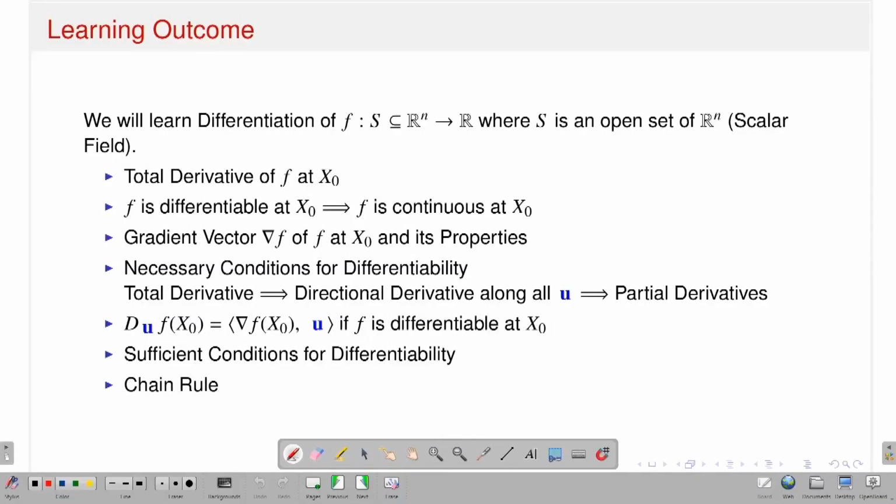But before that, okay, so what is the learning outcome from now on?